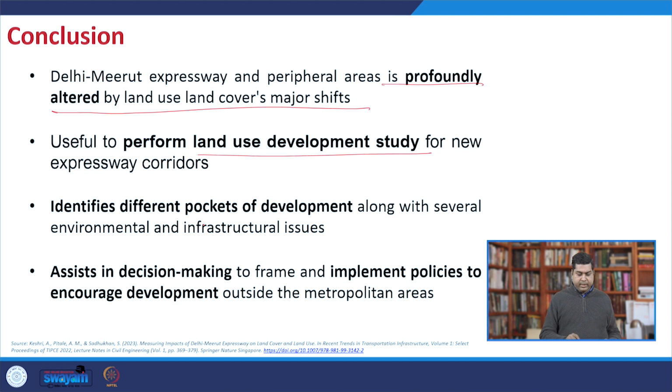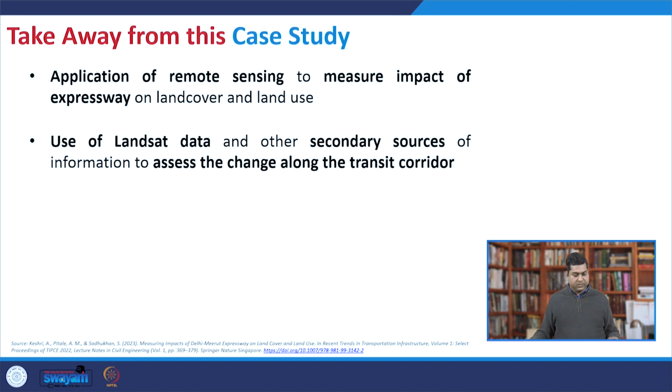This study also identifies different pockets of development. It's not that there is uniform growth throughout. Somewhere an industry is coming up, and then it will expand to a residential area, where people will serve the industry. This also assists in decision making, to frame and implement policy to encourage development, especially to have some sort of equitable development along the corridor.